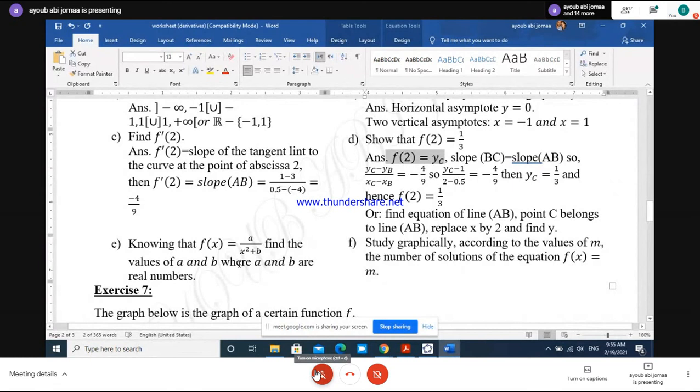Knowing that the function f of x is equal to a over x squared plus b, find the values of a and b, where of course here a and b are two real numbers.